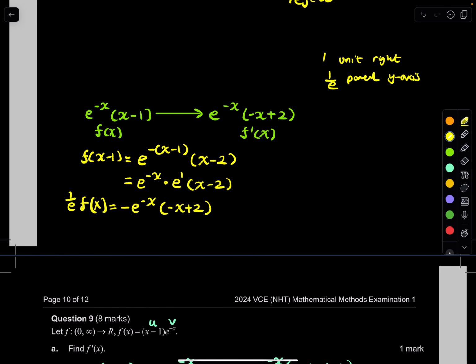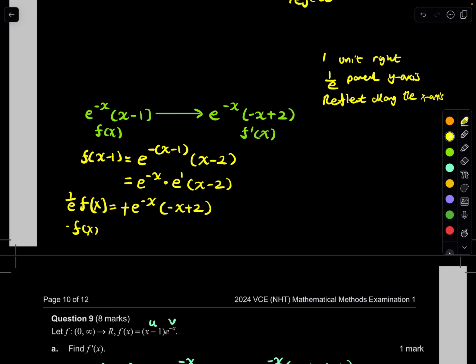So actually, to get rid of that negative, we just have to reflect it along the x-axis. That will get rid of this, because negative f of x will get rid of that. And yes, this here looks the same as that. So the next one is a reflection along the x-axis. Now, there's probably many solutions to this, but 1 unit to the right looks good. Then 1 over e parallel to the y-axis and reflection along the x-axis.